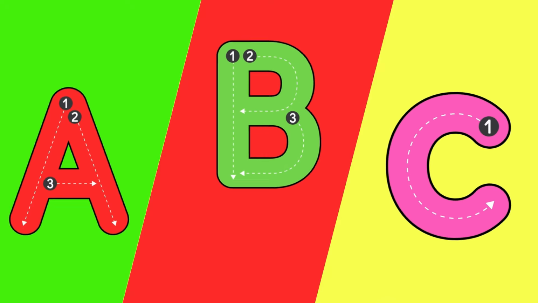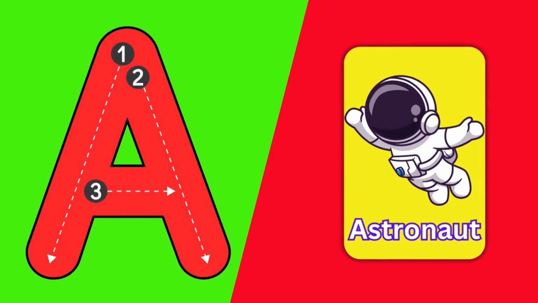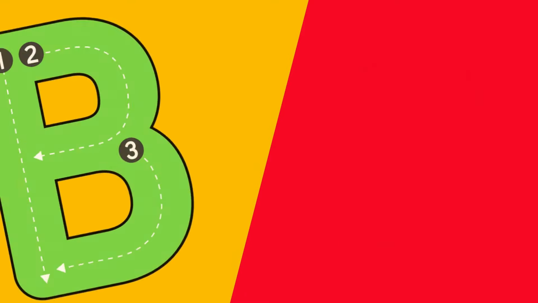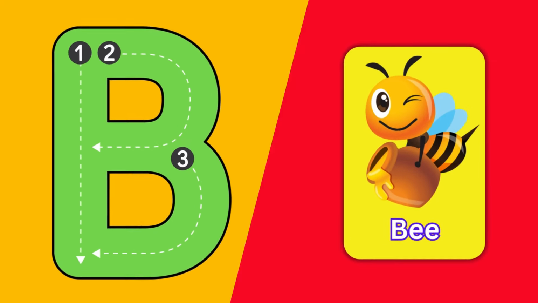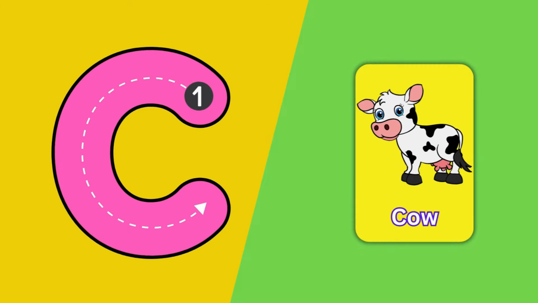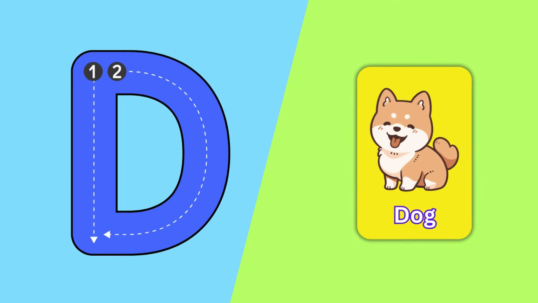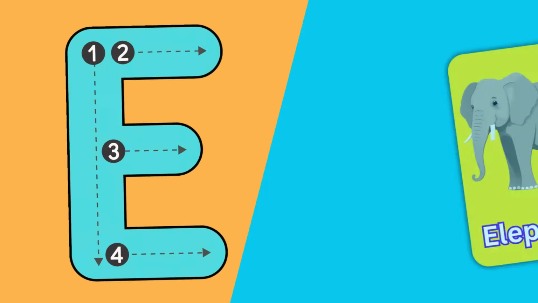Ready? Let's go. A is for astronaut. B is for bee. C is for cow. D is for dog. E is for elephant.